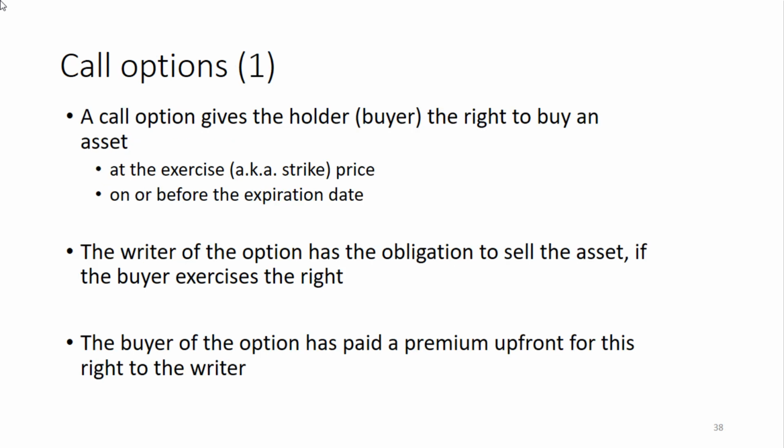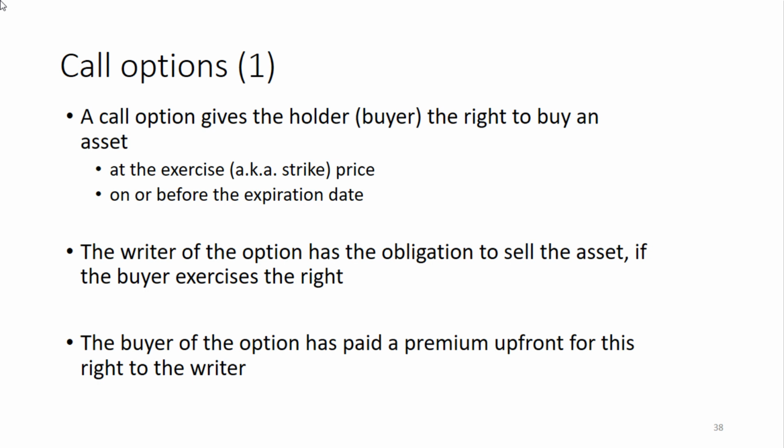So let's start with call options. So what is a call option? Again, there are two parties. In case of a call option, the holder or the buyer of the option has the right to buy an asset in the future. And we agree upon the exercise price, the price at which the underlying can be bought in the future, and we agree upon the expiration date.